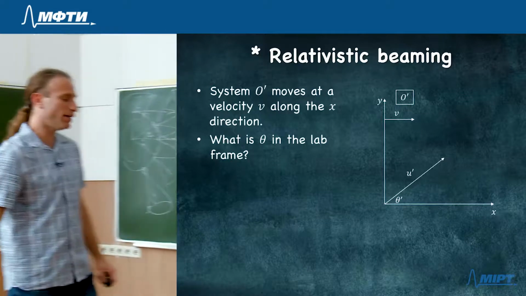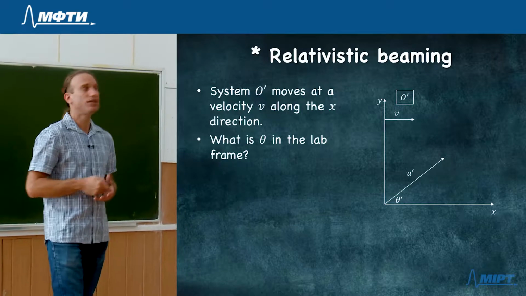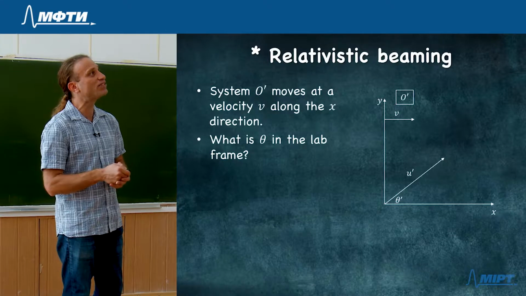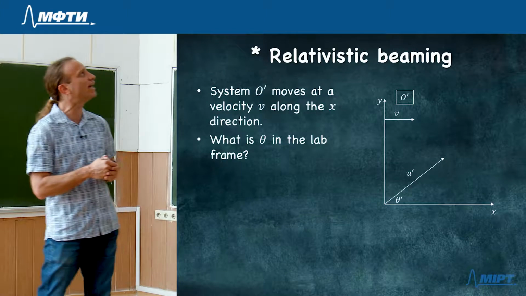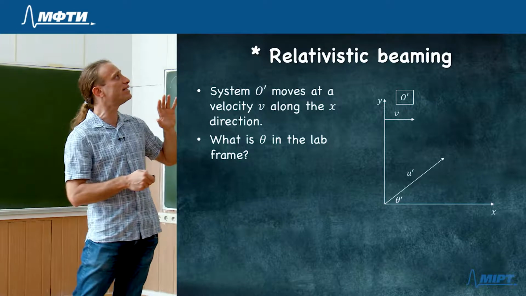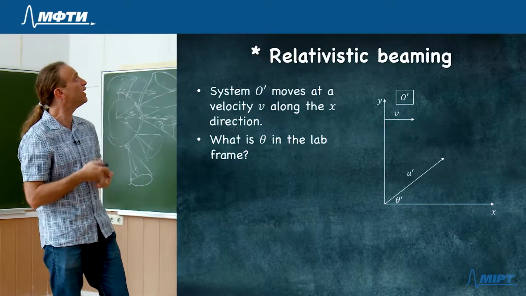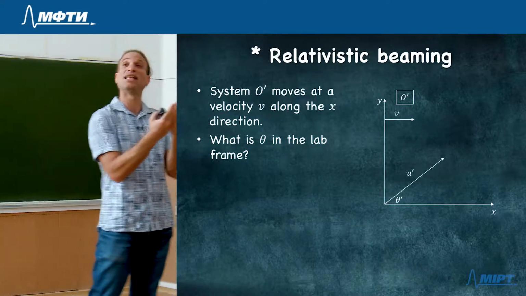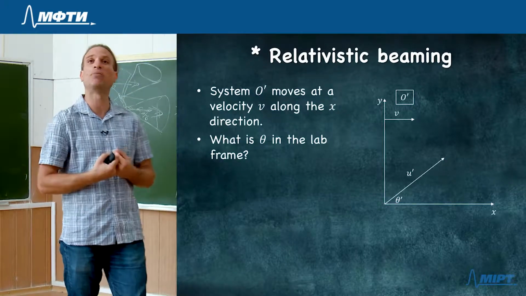Okay, so I actually have a slide. So, relativistic beaming. Let's take an object that is moving at an angle of theta from the line of sight. The line of sight is along the x direction. And it moves within a system, O tag, that moves with the velocity of v towards the observer. This is the moving system, and within this system I have an object that moves at an opening angle of theta tag. We are located here, we have the observer, and we are in the lab frame, and I want to ask what is theta in the lab frame.